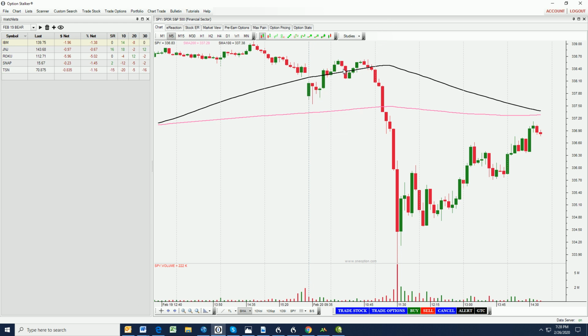But I noticed these two long red candles right away, and I posted that in the chat room, and I said, this was a smackdown off of that high. I don't think we're going anywhere. We're certainly not going to challenge the prior day's high.